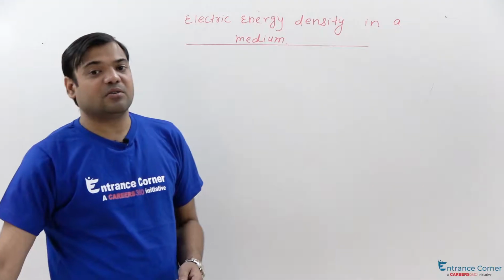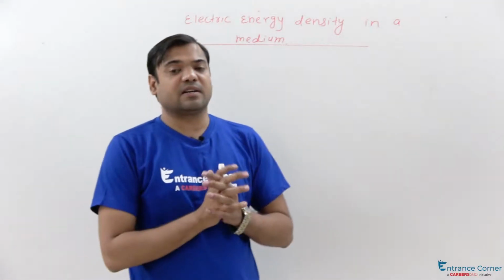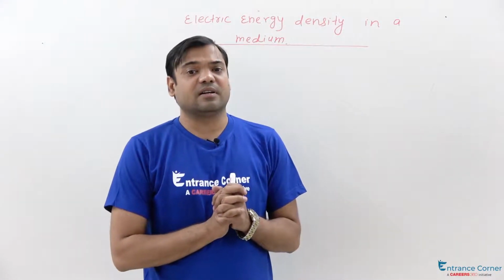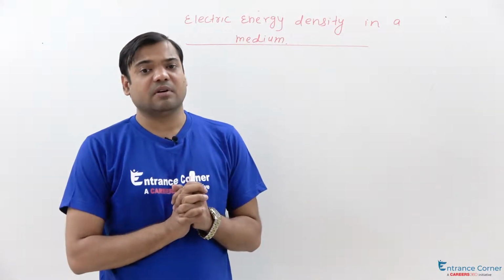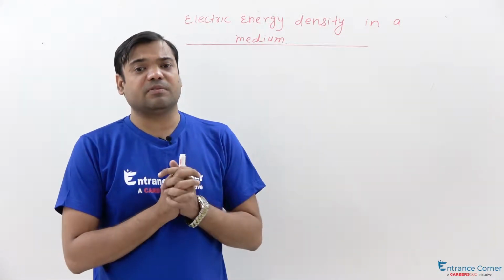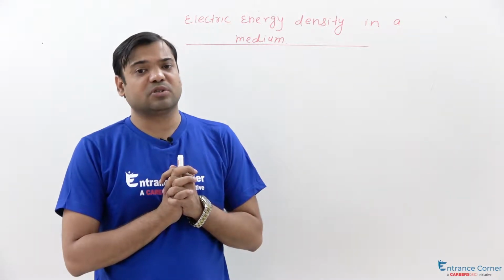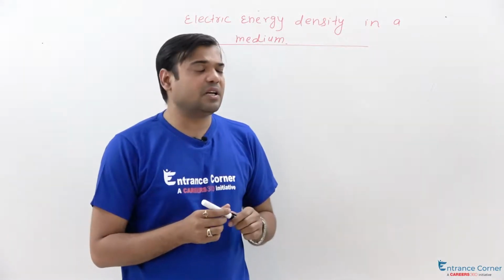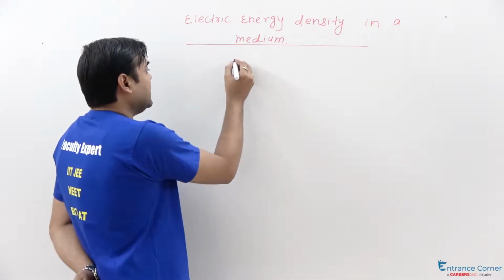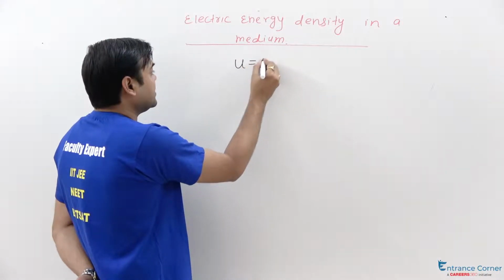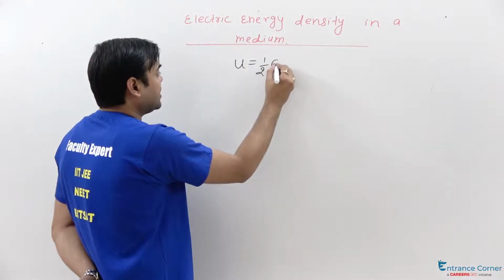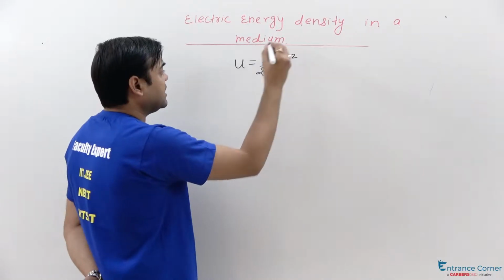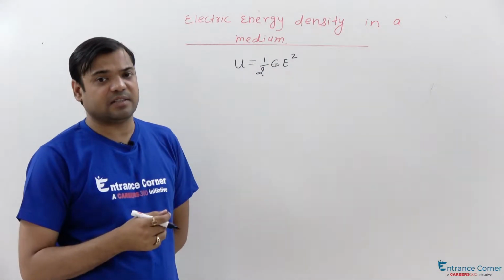Hello students, we are going to discuss the value of electrical energy density when the system is a medium which has some value of relative permittivity, suppose it is epsilon r. As we have already discussed, in vacuum energy density is equal to half epsilon naught into E square, where E is the electric field in that region.